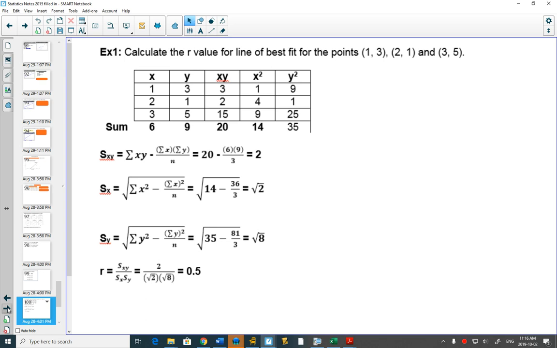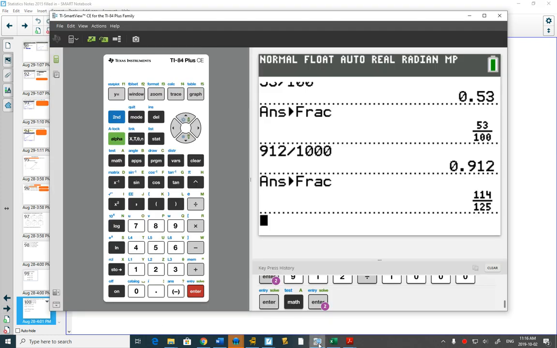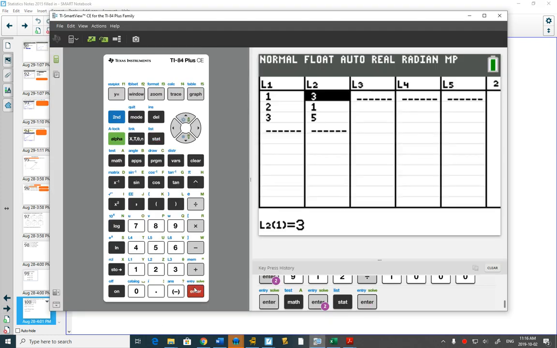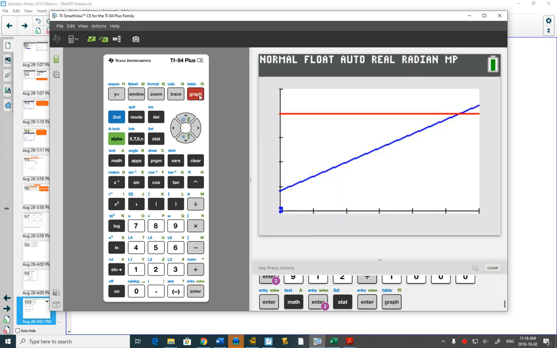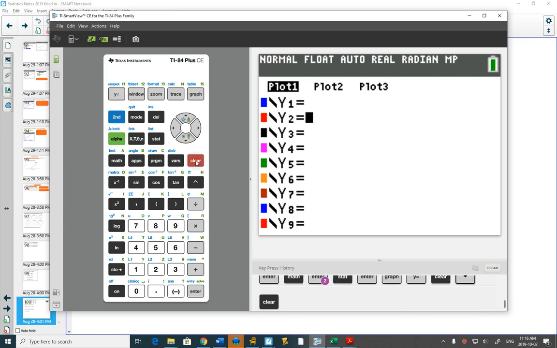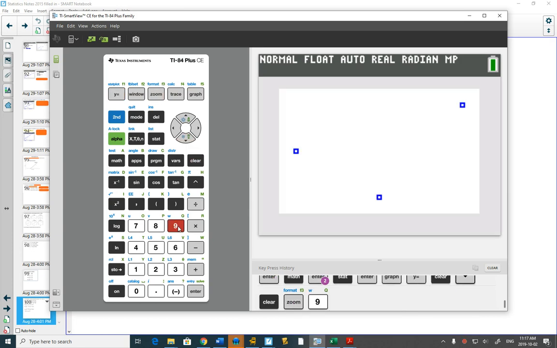Not very strong as far as correlation. I'm going to check if I still have the values in my stat here. Yeah, 1, 3, 2, 1, and 3, 5. So if we remember from before, I'm going to clear out these. Zoom 9. Those were our dots.